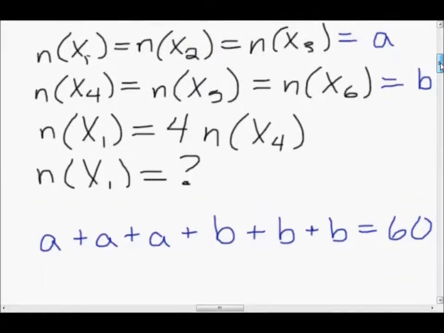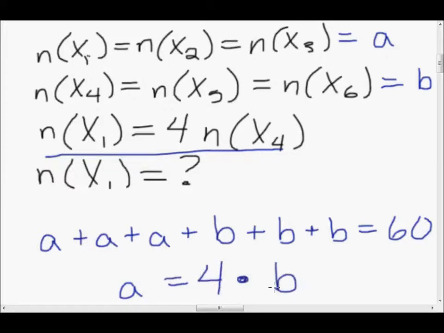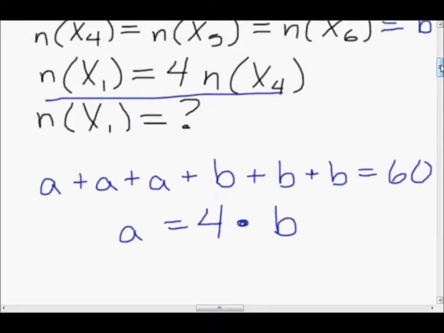Okay, well that kind of looks like math, but the problem is we can't really solve that. Why? Because we don't know exactly what a and b are unless we can find a way to relate them together. And that's where this part comes in. The number of things in x1 equals 4 times the number of things in x4. So we're going to do a substitution in that one. The number of things in x1 is a, which equals 4 times the number of things in x4, which is b. Okay, so now we've got two formulas.